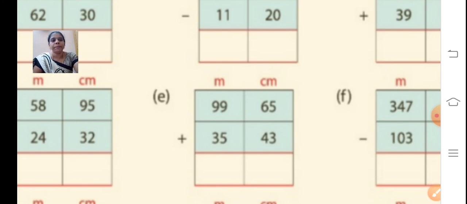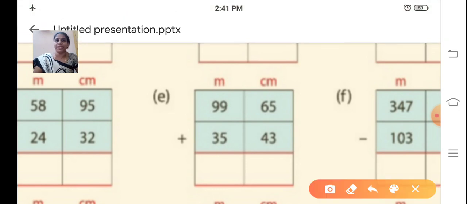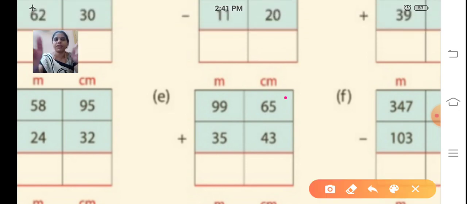How to add? Normal addition. First let's add the centimeter part. 5 plus 3. After 5, 6, 7, 8. Write down 8. Next 6 plus 4. After 6, we are going to add 4 more: 7, 8, 9, 10. So it is 108. So 10, write 0 here. If it is more than 100, carry forward that 1, right? So 0, and 1 will be carried over to the meters part. Answer is 108 centimeters.